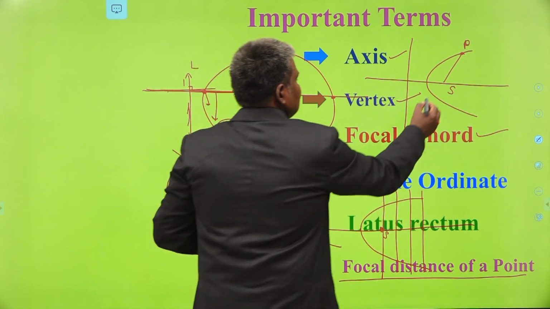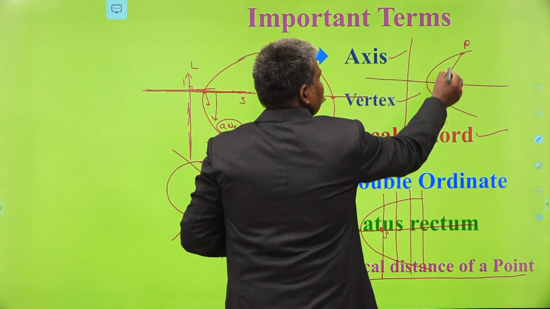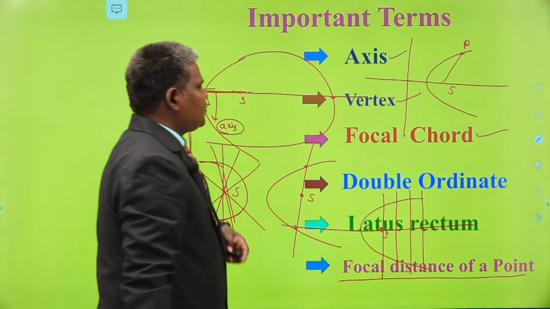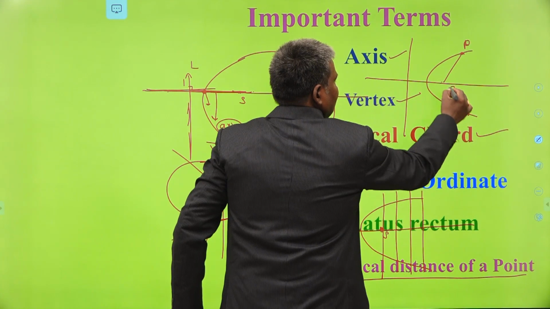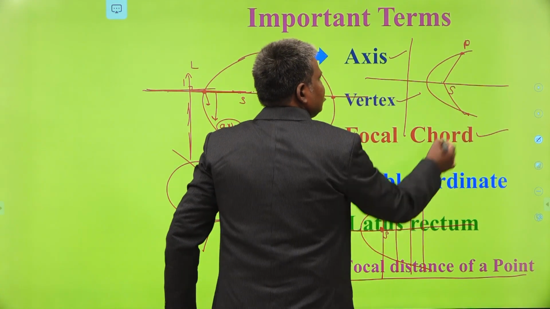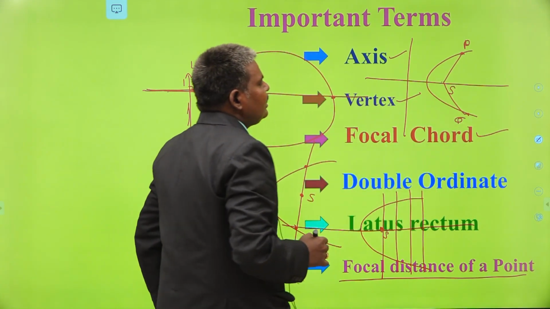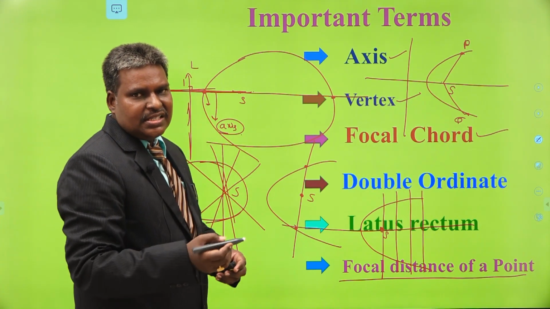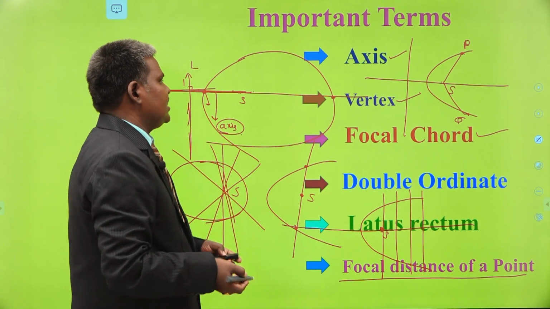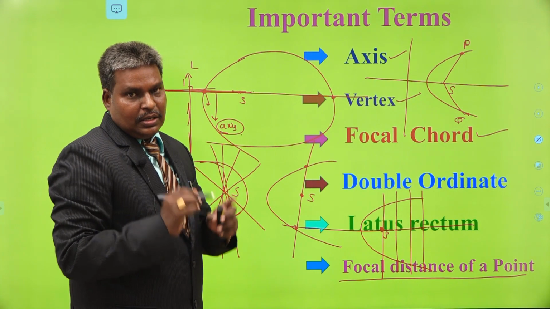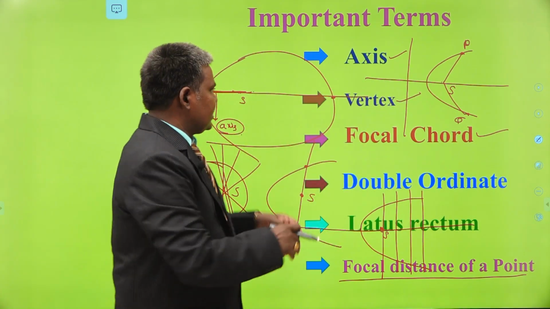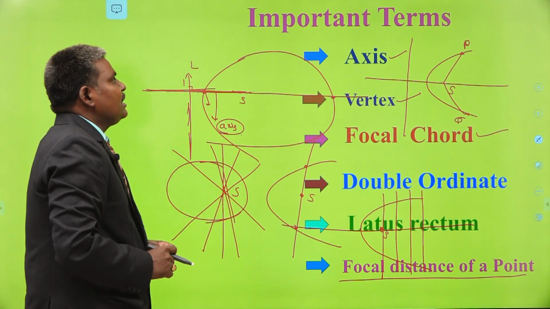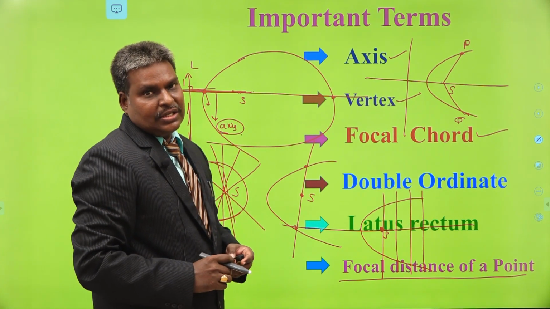Focal distance. This is your focus. This is your point P. The SP distance is the focal distance. Suppose your point is moving from here to here, the distance is the focal distance of this another corresponding point Q. If the point is changed, the focal distance automatically changes for the same conic. Your focus is a fixed point. This is a fixed line. SP is the focal distance. This is the summary about all these important terms of the conic section, right?